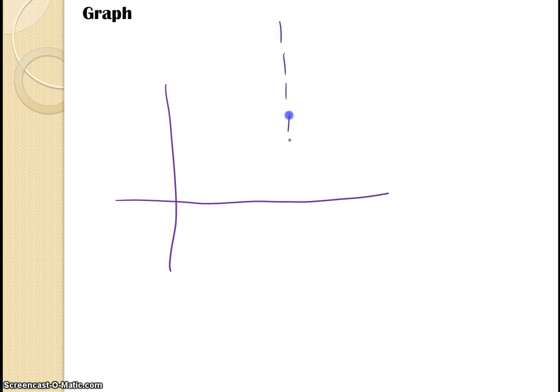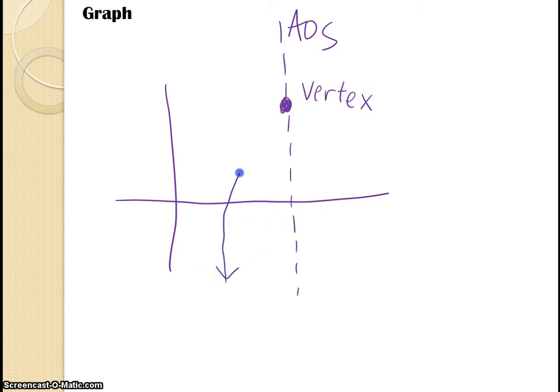So then we can graph. We have our axis of symmetry. We have our vertex. And then knowing our a value tells us if it opens up or down.